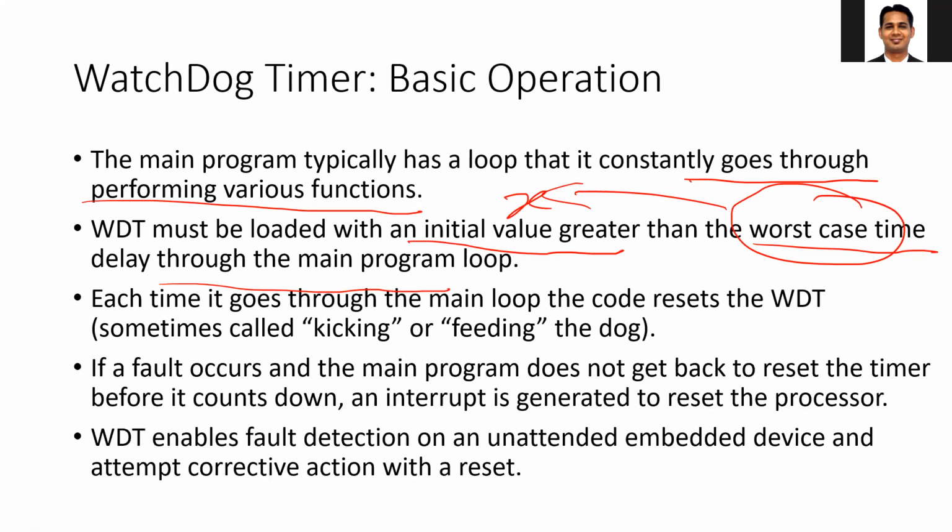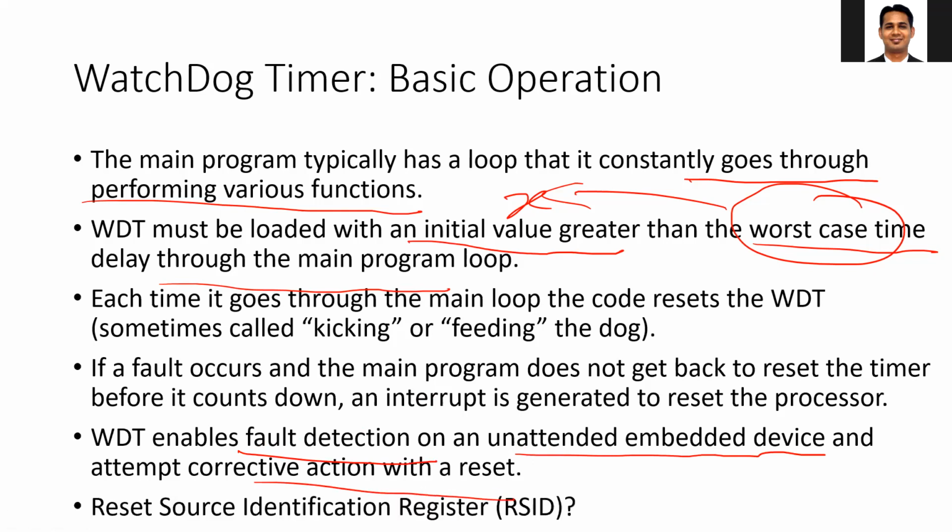If a fault occurs and the main program does not get back to kick the watchdog timer, or reset the watchdog timer, before it reaches its minimum value, the watchdog timer will generate an interrupt which will eventually reset the processor. So the watchdog timer enables fault detection on an unattended embedded device and attempts a corrective action with a reset. So it's a very important unit of an embedded system.